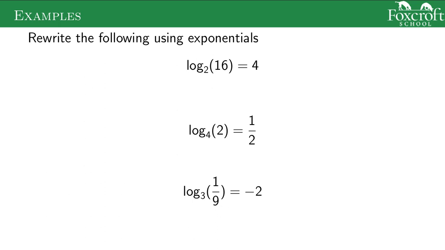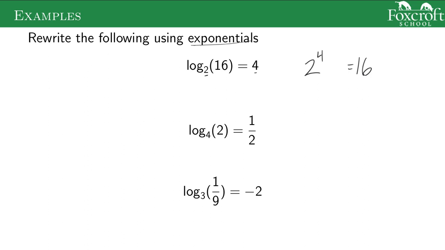Now for our next set of examples, we're just going to do the same thing in reverse. Now we start with a log, and we're going to rewrite it as an exponential. But again, the x's and y's are just going to flip, and the bases are the same. So my base is 2. That's the number there. 16 is inside the log, so it's going to be outside the exponential. 4 is outside the log, so it's going to go into my exponential. So 2 to the 4th equals 16.